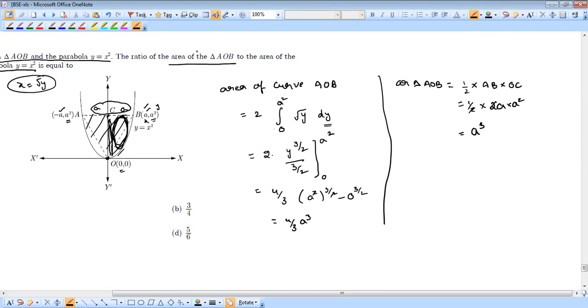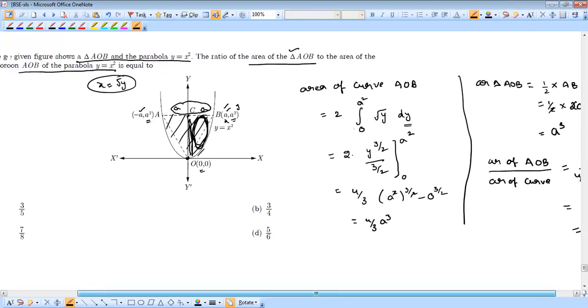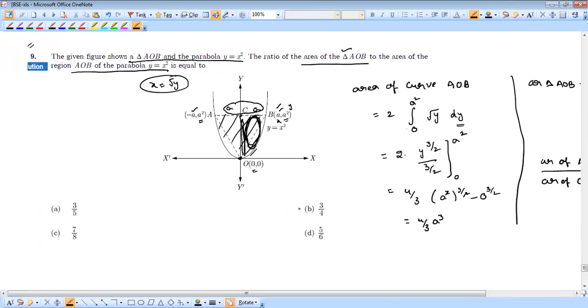The question asks for the ratio between the area of triangle AOB and the area of the curve. So a cube by 4 by 3 a cube. A cube gets cancelled. So 1 divided by 4 by 3. So it will be 3 by 4 is the answer. 3 by 4.